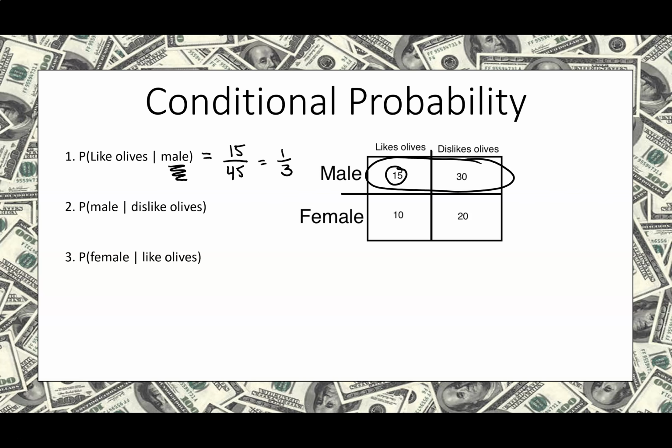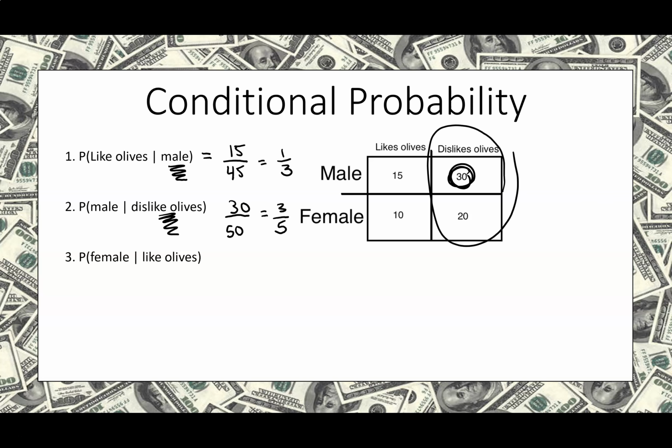Okay. The next one is, what's the probability of male given you dislike olives? Well, we have to first find our numerator, which is male and dislikes olives. So that's male and dislikes olives, divided by the total number of people that dislike olives. So in this case, that would be my big circle of 50. So that would be 3/5.